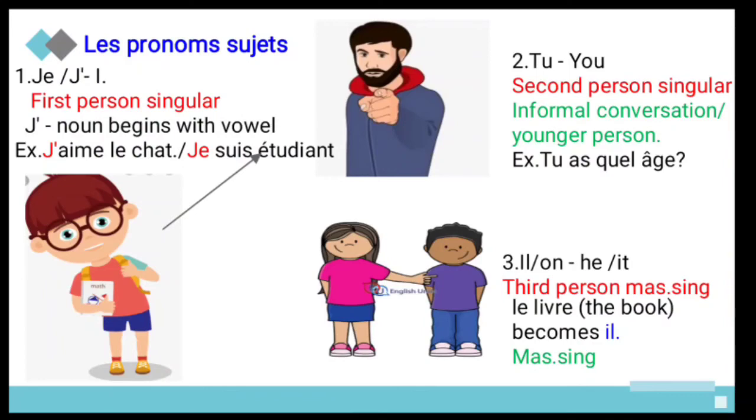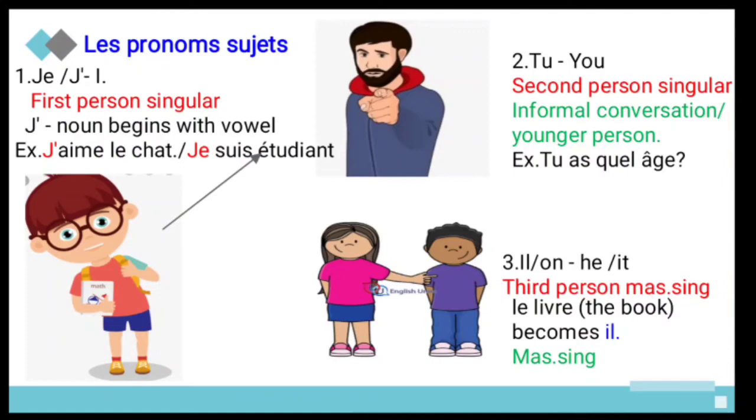And the second subject is tu. It means you. That is the second person singular. And it is used for informal conversation or a younger person. Informal conversation, it is used with your friends or family, whatever it is. And an example is tu es quel âge? So, what is your age?